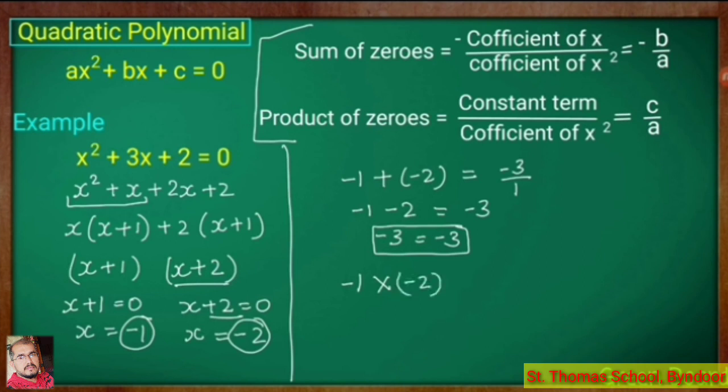Now the product of the zeros, minus 1 into minus 2, equals the constant term c divided by the coefficient of x square, a. The constant term is 2, so it equals 2 divided by a, and a is 1. Minus 1 into minus 2: minus into minus is plus, and 1 into 2 is 2. So the answer is 2 equals 2. 2 divided by 1 is 2, so this is also equal. This is the verification of the quadratic equation. The sum of the zeros and product of the zeros are verified.